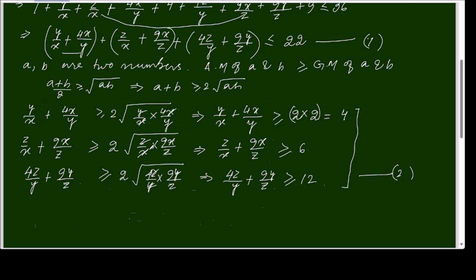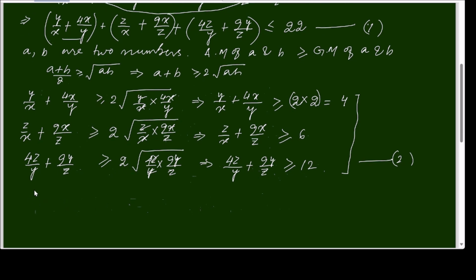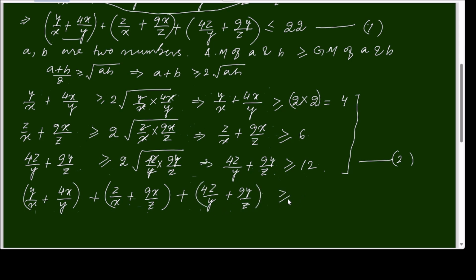Now adding these pairwise, here I can write y by x plus 4x by y, which is greater than or equal to 4, plus z over x plus 9x over z, this is greater than or equal to 6, and 4z over y plus 9y over z is greater than or equal to 12. So the sum is greater than or equal to 4 plus 6, 10, plus 12, greater than or equal to 22. So let it be equation 3.